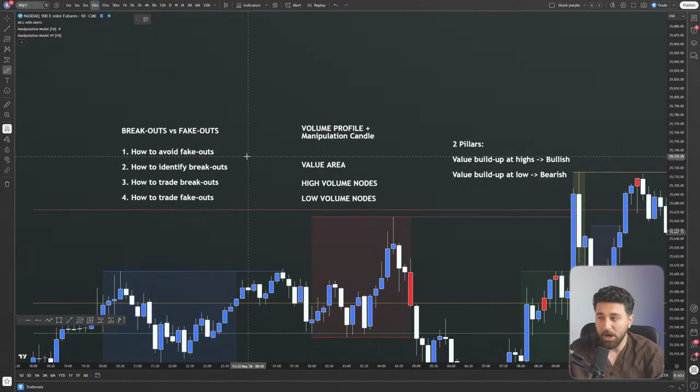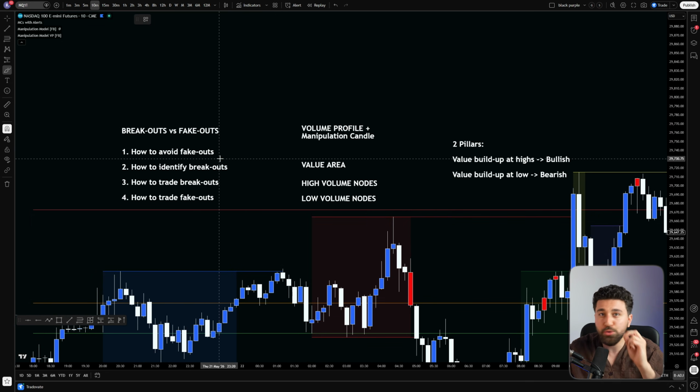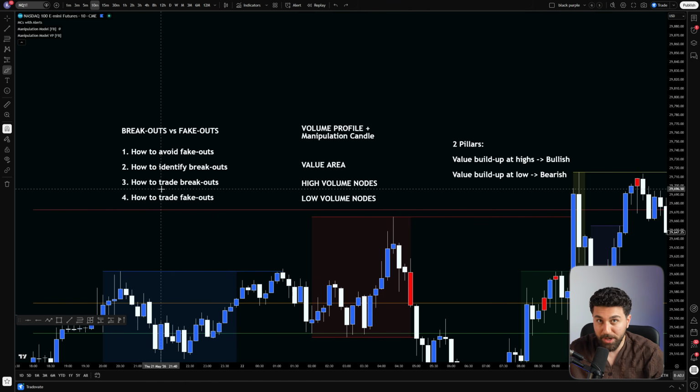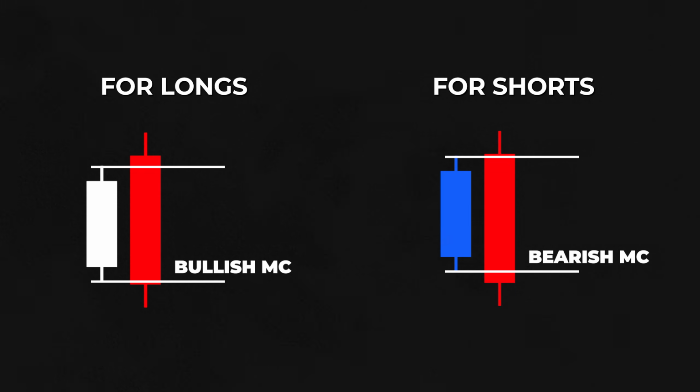So let's recap and take notes. We covered how to avoid fake outs. How do you avoid them? No value buildup at highs or lows, no trade. Okay. How to identify breakouts? Value build up at highs or lows. How do you trade the breakouts? If we close with a manipulation candle, we take the trade. If it's a long, we have a bullish manipulation candle. If it's a short, you will have a bearish manipulation candle.